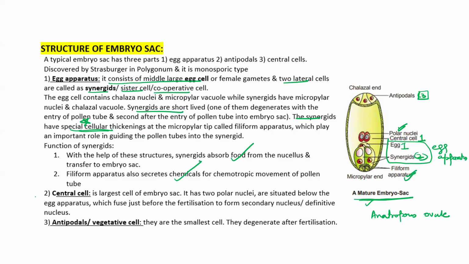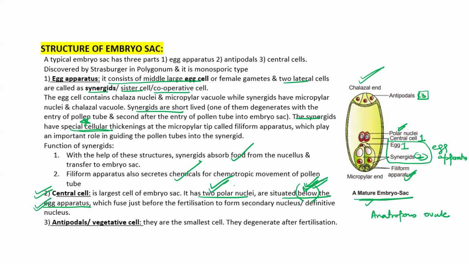Now, the central cell. This line which I was trying to focus on is a very important PMT question also. Two polar nuclei are situated below the egg apparatus. Below. I'm telling you why: generally students preparing this diagram for their board exam draw the polar nuclei above the egg apparatus, isn't it? So the silly mistake students make is that they write above. But I told you the theory is entirely written with the polygonum type, which is the most common type. Please check in your NCERT. Two polar nuclei are situated below the egg apparatus.